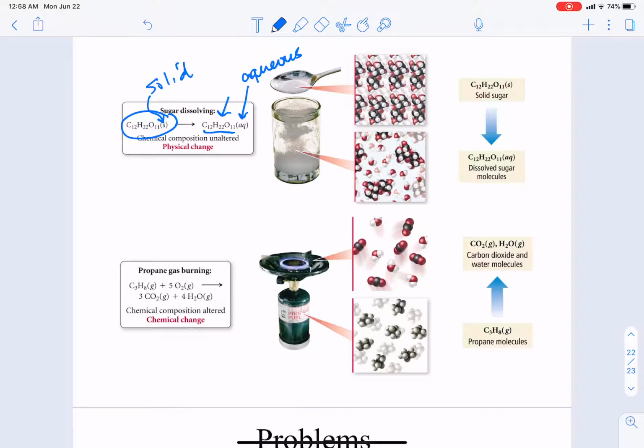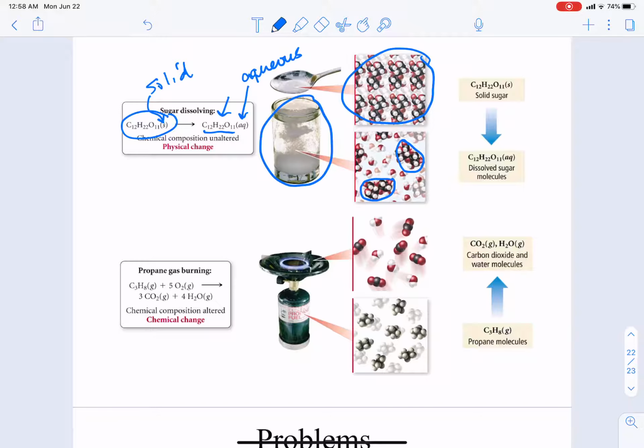So we can see here that in the solid, the sugar molecules are right next to each other. And then when we dissolve them, you still have intact sugar molecules. They're just farther apart because they're dissolved in water. And you can get your solid sugar back, you would just do what to this solution? You would just boil off the water, or you could let it sit on the counter and let the water evaporate, and eventually you would have solid sucrose back.